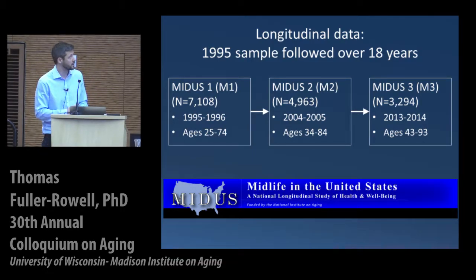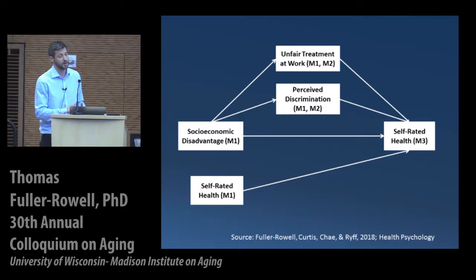So the original MIDAS cohort was recruited in 1995 with this broad age range of adults. This sample was followed, a follow-up was conducted 9 years later, and again 9 years after that. So we used all 3 waves of this data to test this question of, to what extent is the social class gradient in health across the lifespan accounted for by experiences of unfair treatment and discrimination?